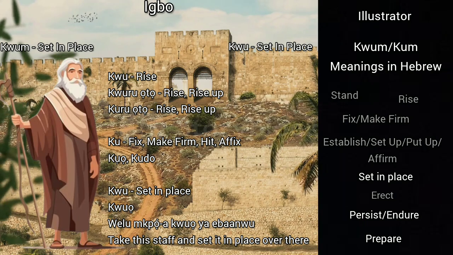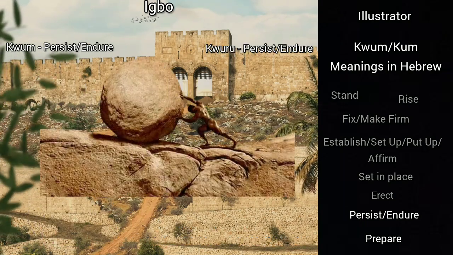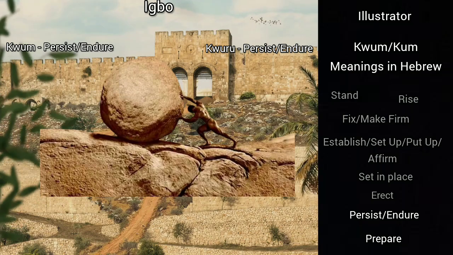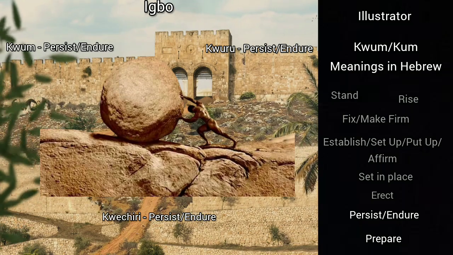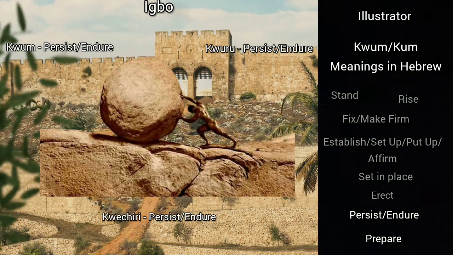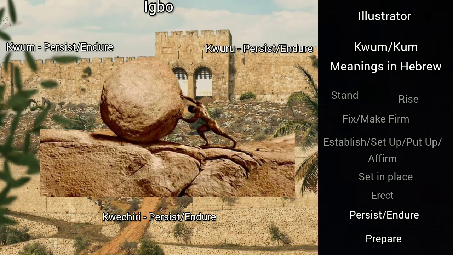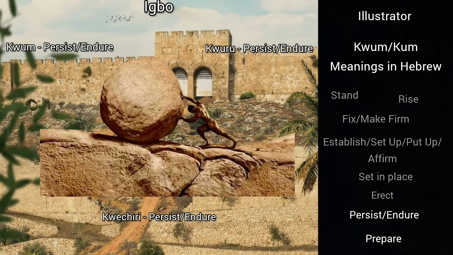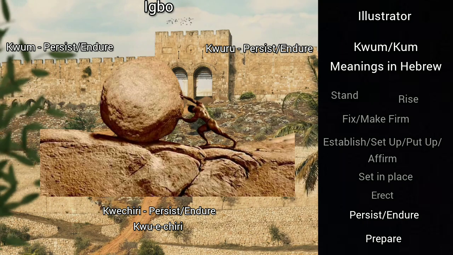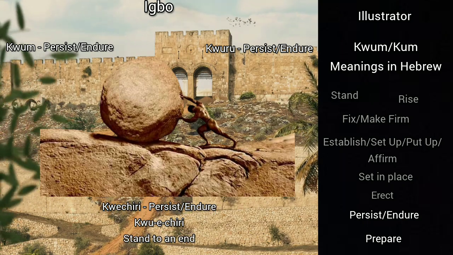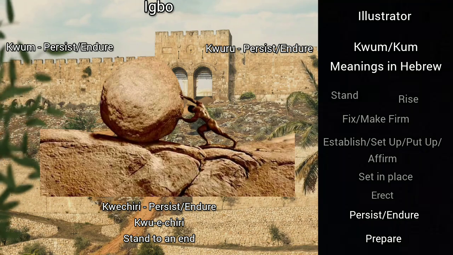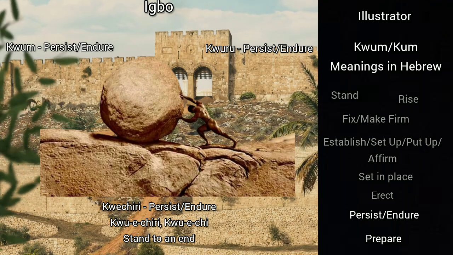Now there's another application of the word kum in Hebrew, which is to persist or to endure. When you come into the Igbo language, to endure is usually represented by the word kwechiri. This word looks longer, but at the root it is essentially the same thing as everything else we've been saying. The word kwechiri is actually kum e chiri, that is, stand to an end. Kwechi or kwechiri means persist or endure. Chi is actually end there.